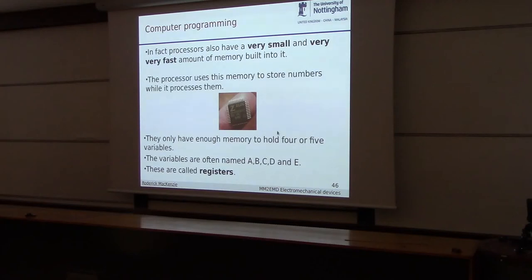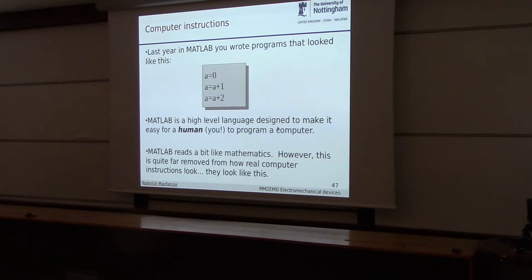And modern computers will have more, but not a huge amount more. So, in MATLAB last year, we wrote little programs like a equals 0, a equals a plus 1, a equals a plus 2. This language, MATLAB, is made for humans to understand and interact with computers. But what is actually going on in the chip when you say a equals 0, a equals a plus 1, a equals a plus 2 is a little bit different. So there's a high-level abstraction, and the chip is much more machine-orientated. So we're going to look at that now.